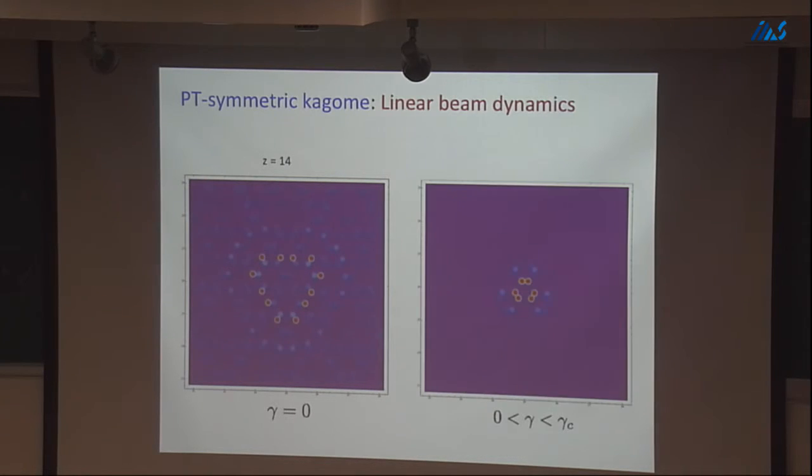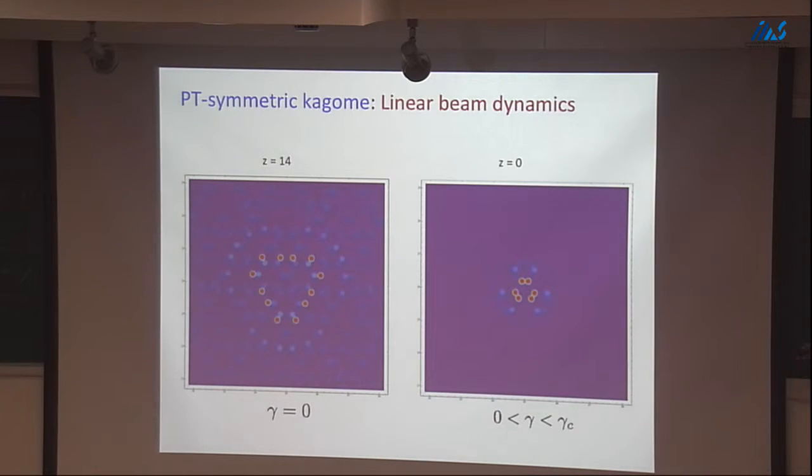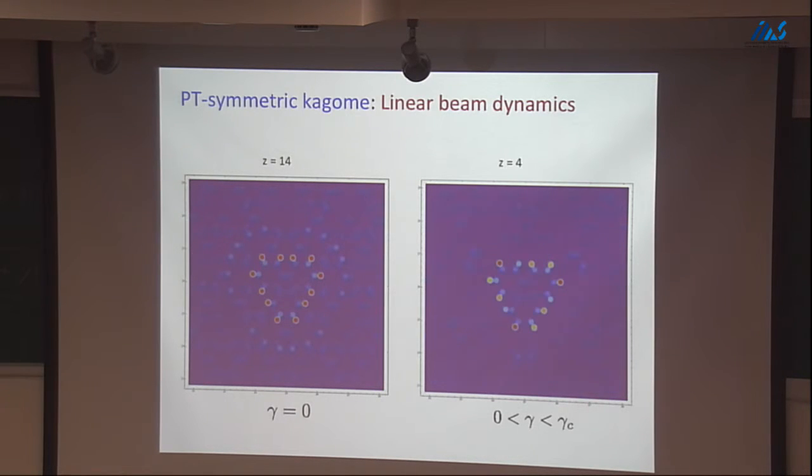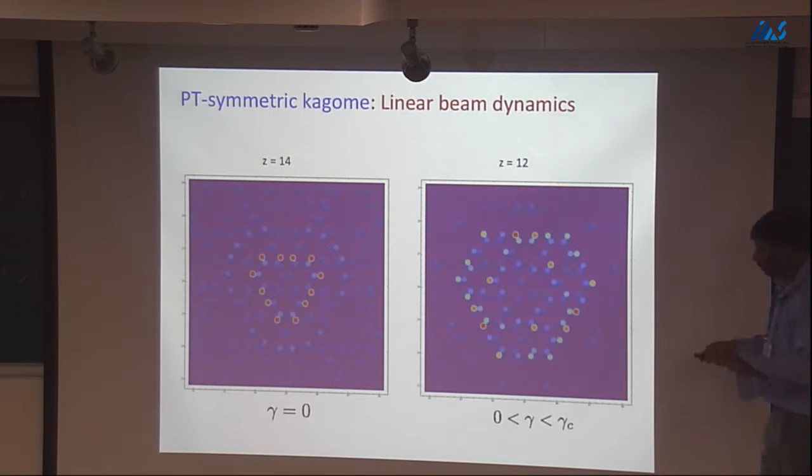But if you look at the PT-symmetric regime with gamma, you will see a rotation of this. This is interesting, very unusual for the Kagome lattice. So now we are propagating along the direction, and this thing rotates. So it rotates but doesn't oscillate. So for gamma equals 0, it only oscillates. For gamma non-zero in the PT-symmetric regime, it rotates. So this is unusual beam dynamics for the Kagome lattice.